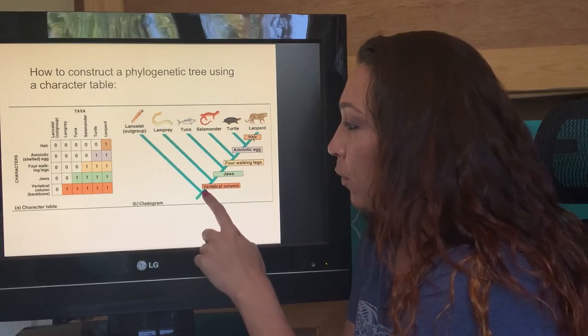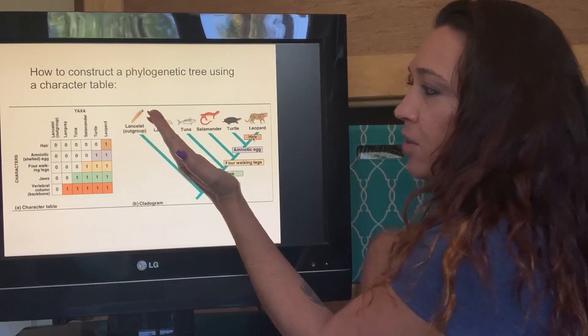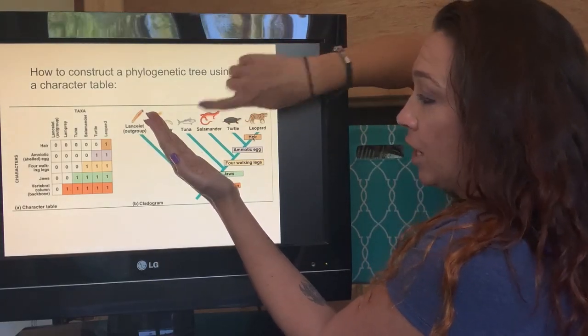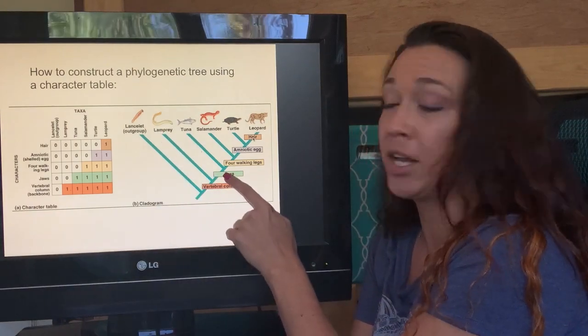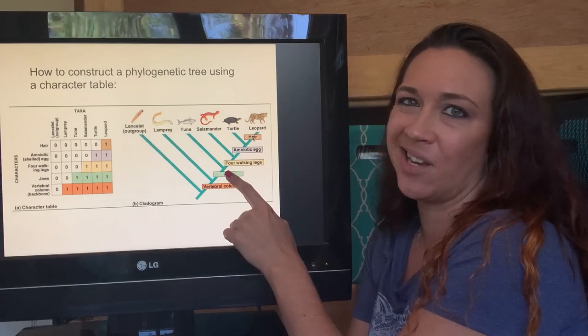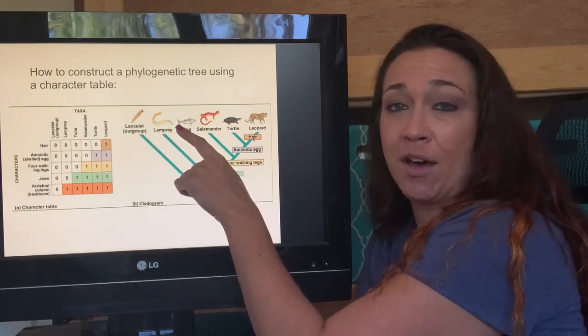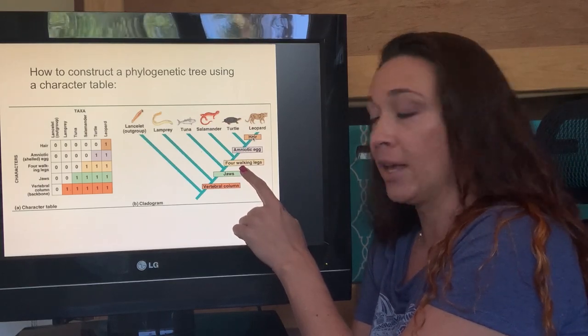The next one we move to, this one has jaws. So all of these other guys are going to have jaws, but the lamprey doesn't. The lamprey would branch off because it does not have a jaw yet. Then we move up from jaws to four walking legs. Tuna doesn't have four walking legs, so the tuna now branches off. The salamander, turtle and leopard are all going to have four walking legs.